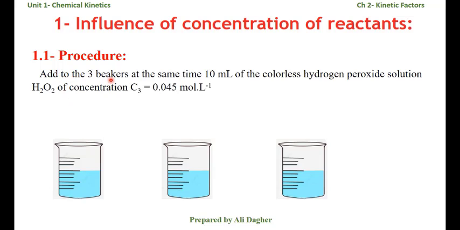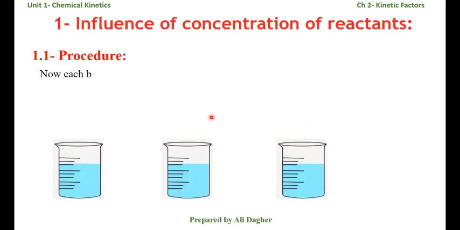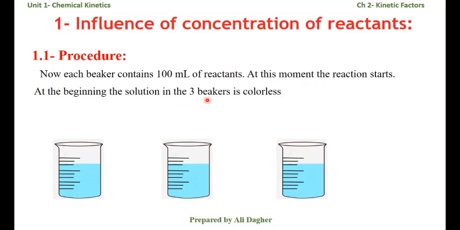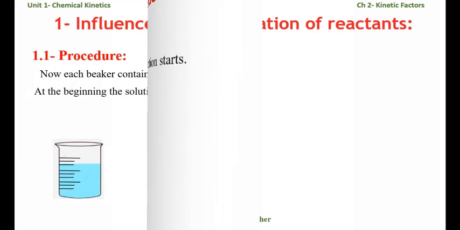Add to the 3 beakers at the same time 10 milliliters of the colorless hydrogen peroxide solution H2O2 of concentration C3 equals 0.045 mol per liter. At the same time, we pour the 10 milliliters of H2O2 in each beaker. Now each beaker contains 100 milliliters of reactants. At this moment, the reaction starts. At the beginning, the solution before the start of the reaction in the 3 beakers is colorless.